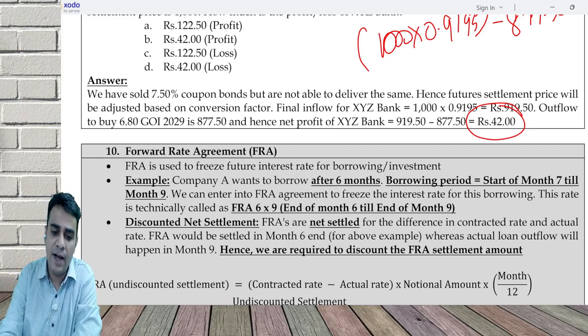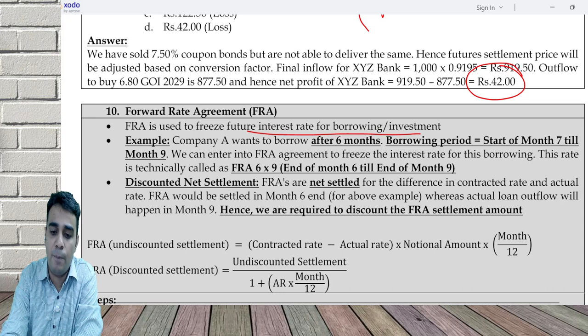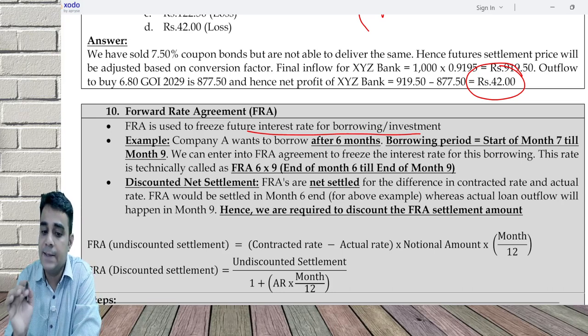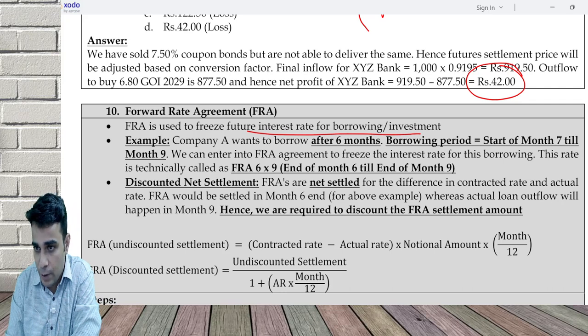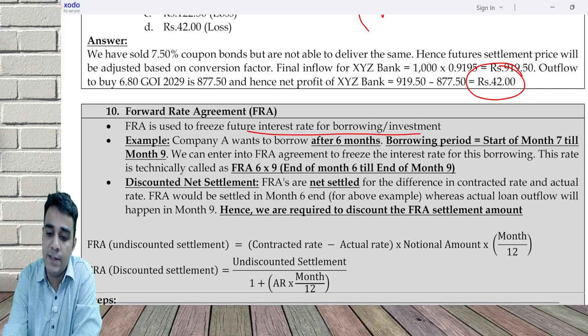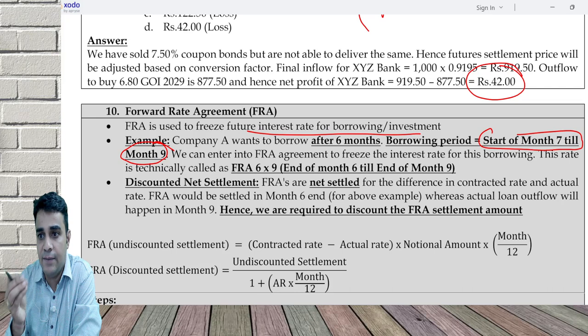Let's see. FRA is used to freeze future interest rate for a borrowing or investment. Example, company A wants to borrow after 6 months. These terms should be very clear, okay? After 6 months, the borrowing period is start of month 7 till month 9, that is, you want to borrow from start of month 7 till month 9. This is technically called FRA 6 by 9.